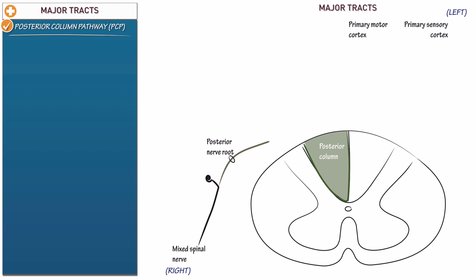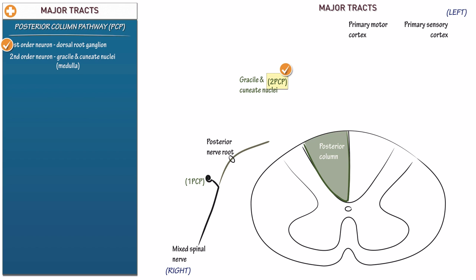Show that the first neuron we come to along the path of the posterior column pathway, the first order neuron, which we abbreviate as 1-PCP, lies in the dorsal root ganglion. Next, show that the second order sensory neuron lies in the gracile and cuneate nuclei in the medulla. Then show that the third order sensory neuron lies in the contralateral thalamus in the ventroposterior lateral nucleus.